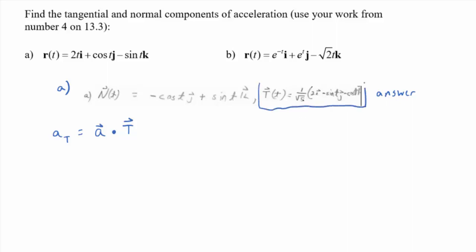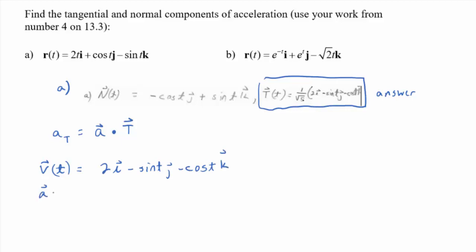So guess what? The hardest thing about this problem is reading my handwriting. I'm guessing that says minus cosine t k right there. We've got T. We can get a easily enough, right? So let's get a by taking, well, first of all, v of t, which is r prime. So v of t is going to be, what is that going to be, guys? 2i, sine t j minus cosine t k.